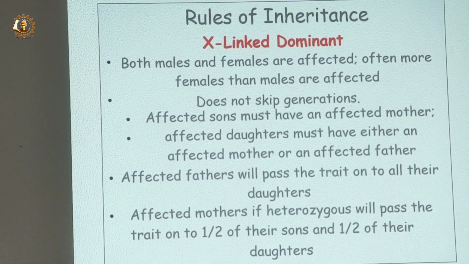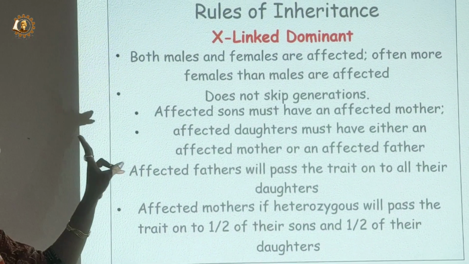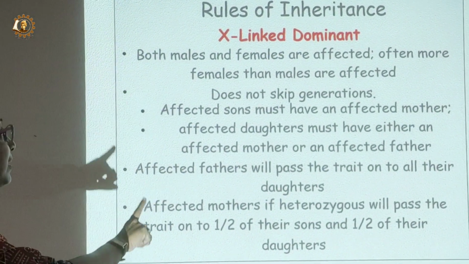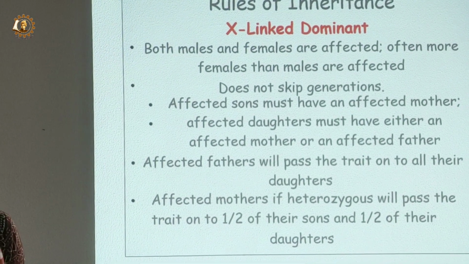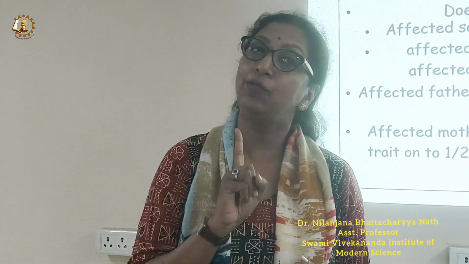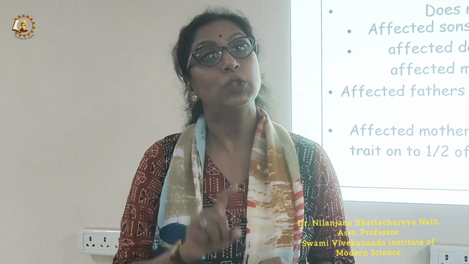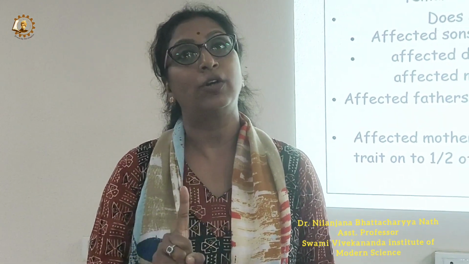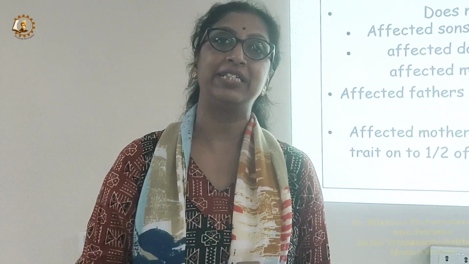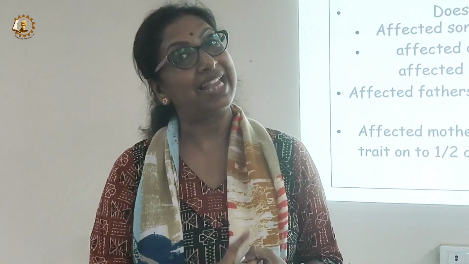No skip of generation. Affected sons must have an affected mother and affected daughters must have either an affected mother or an affected father. This point is very important because an affected son always receives only one X from his mother, because they receive Y from their father. So this X is very important for the male child. All the male children will be affected if their mother is carrying one affected X chromosome.